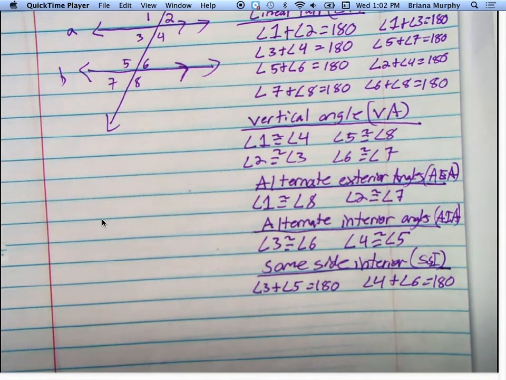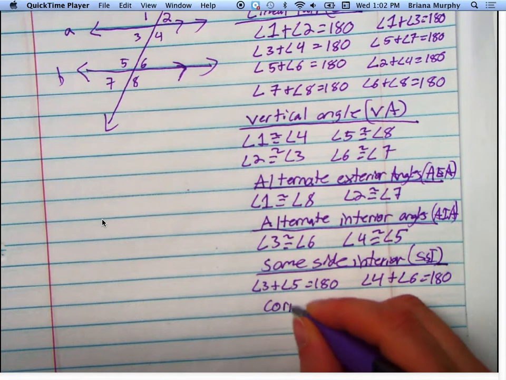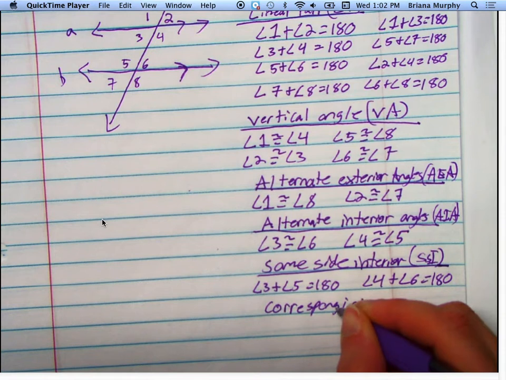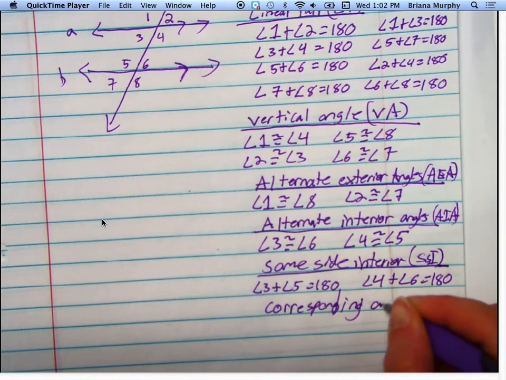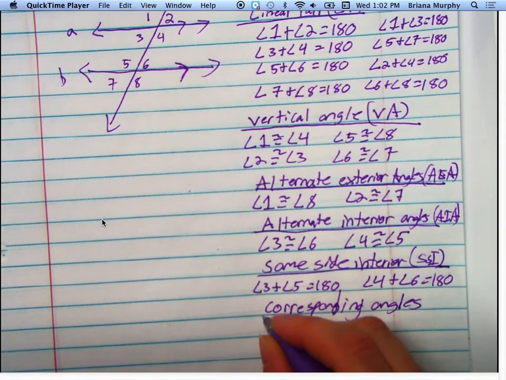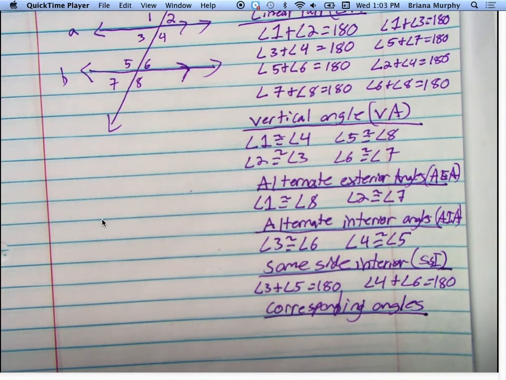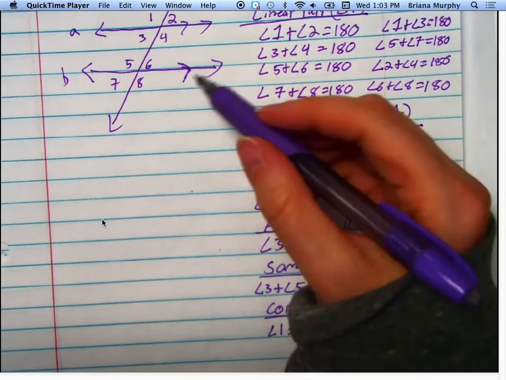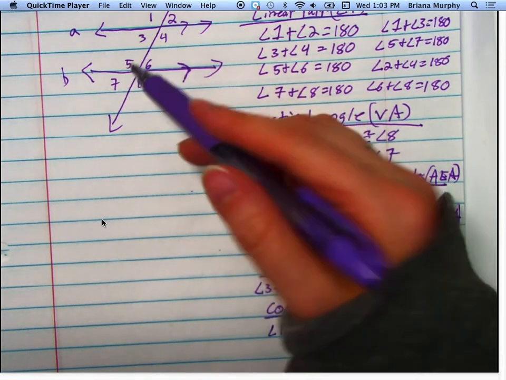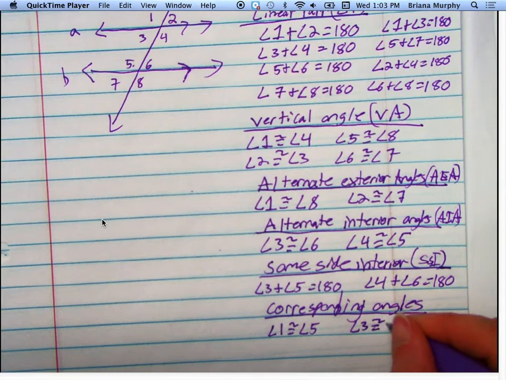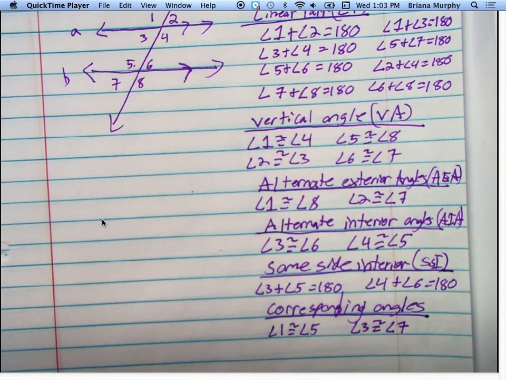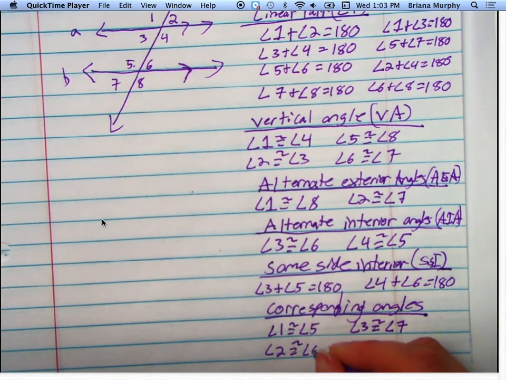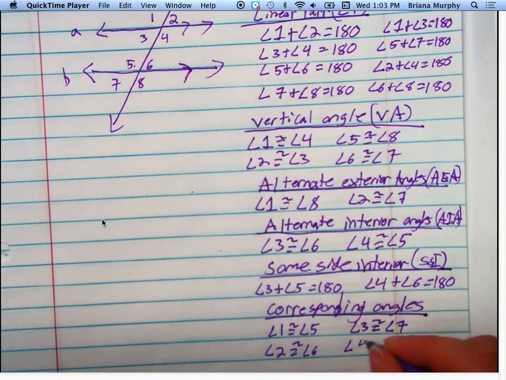Okay. And finally, we've got corresponding angles. So like angle 1 is congruent to angle 5. See how they're both on the same side and they're both on top? Angle 3 and angle 7, they're both on the same side, both on the bottom. Angle 2 is congruent to angle 6. And angle 4 is congruent to angle 8.